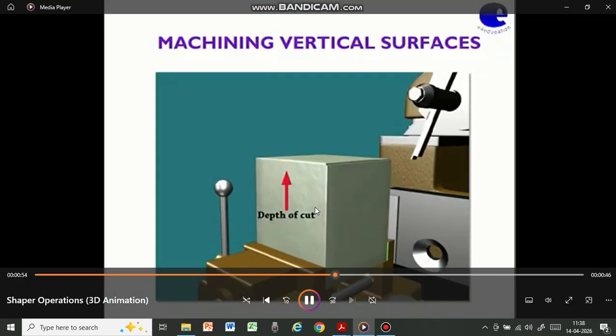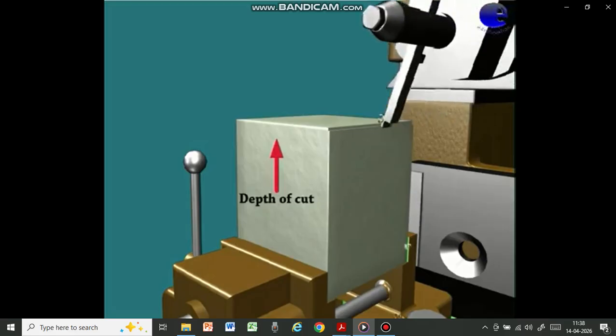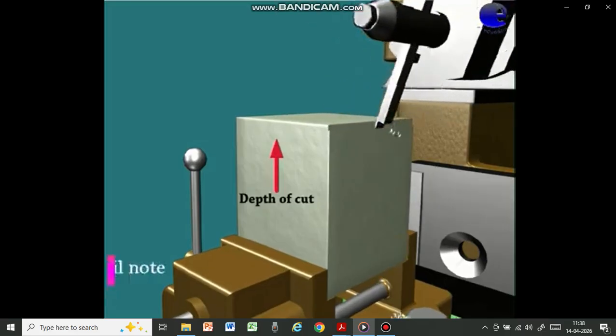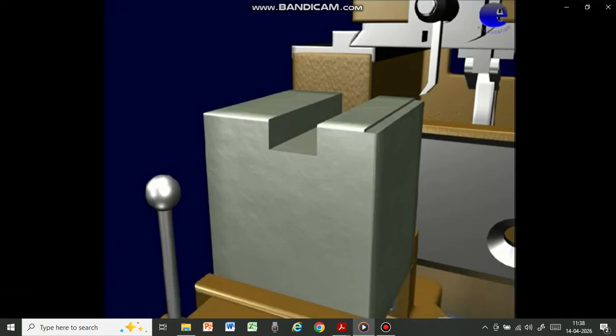Now machining vertical surfaces. In this video, we will discuss machining vertical surfaces in the shaping machine. If you want to cut vertical surfaces, then you will have to move the job upward, as I said earlier. Depth of cut. So here the table is moving up. The 3D animation shows how vertical surfaces are machined in the shaping machine.